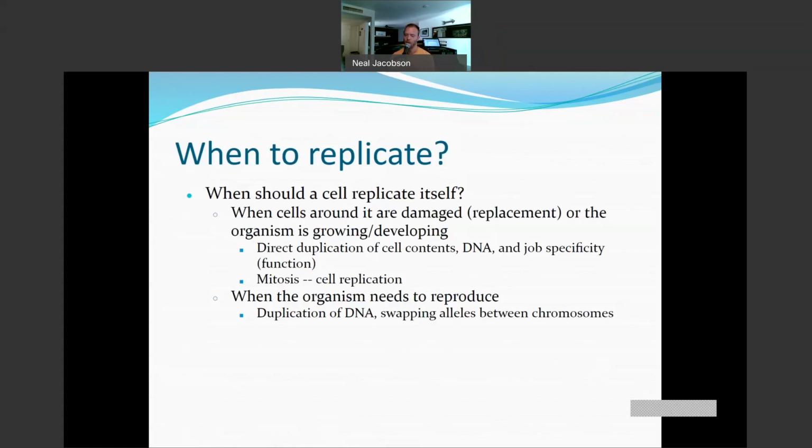And so what might end up happening when the organism goes to reproduce is that it will duplicate all of the DNA, but then it swaps alleles. It'll say, okay, I'll take some alleles from mom's chromosomes and put them on dad's, and take the ones from dad and put them on mom's. And so it ends up creating this enormous amount of diversity in just one generation.